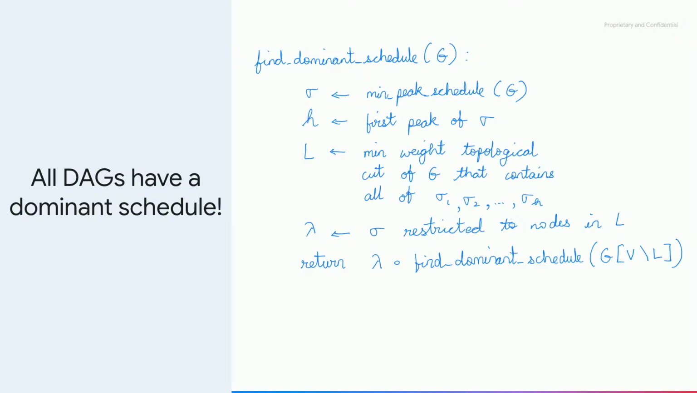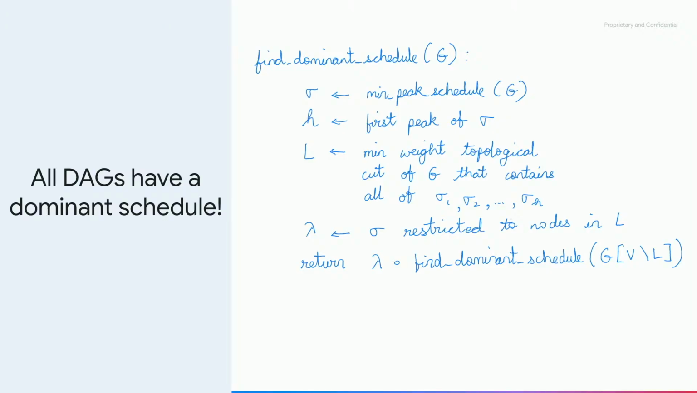Great. Let L be the topological cut of the graph of minimum total weight that still contains everything in the first h nodes, right? So it's a min weight topo cut that contains sigma 1 to sigma h. So intuitively it's the first valley that contains this biggest peak. The best valley that contains this biggest peak.